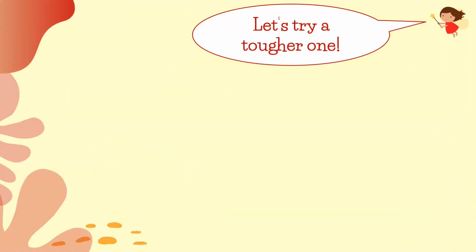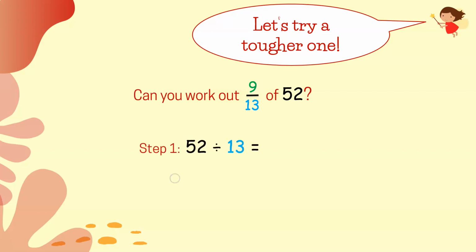All right, that was easy. Let's try a tougher one. Don't groan, we can do this. Can you work out 9/13 of 52? Step 1, 52 divided by 13. That's our number divided by our denominator. That's a tough one.